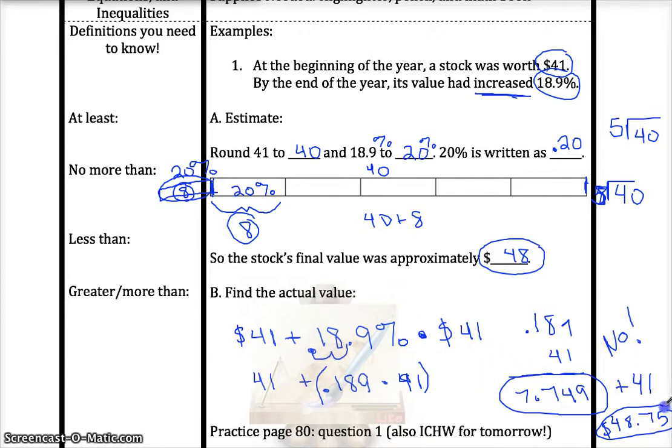And please take a moment and compare this answer with our estimation. We got $48.75 as the actual value. Well, look, we got $48 as the approximate value as well. So those are very close, which means we probably got the correct answer.